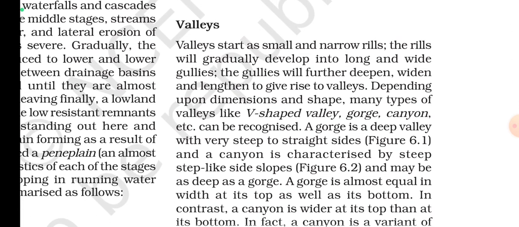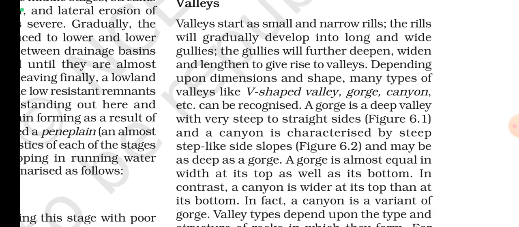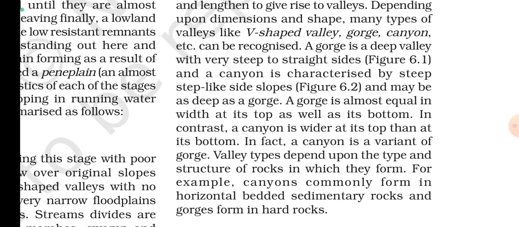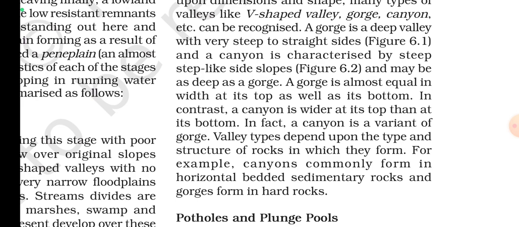Erosional landforms. Valleys start as small and narrow rills. The rills will gradually develop into long and wide gullies. The gullies will further deepen, widen and lengthen to give rise to valleys. Depending upon dimensions and shape, many types of valleys like V-shaped valley, gorge, canyon, etc. can be recognized. A gorge is a deep valley with very steep to straight sides, and a canyon is characterized by steep step-like side slopes.